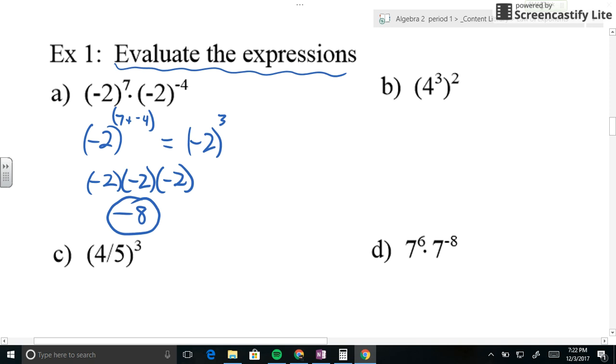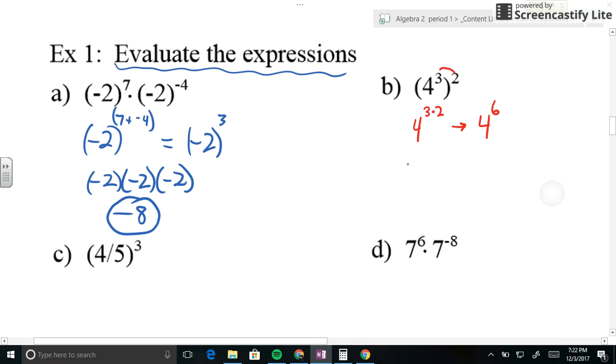Let's try the next example, which is 4 cubed raised to the second power. This time we have a power on top of another power. So when that happens, we are supposed to distribute the exponent to the other one. So that just means we get 4 to the third times 2. And when we multiply those two exponents, we get 4 to the sixth.